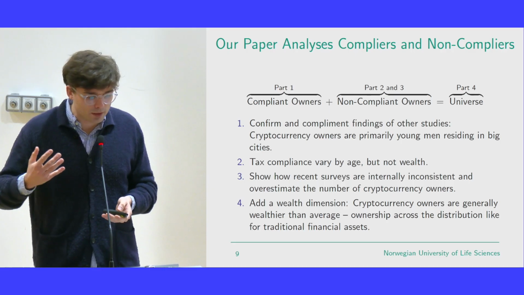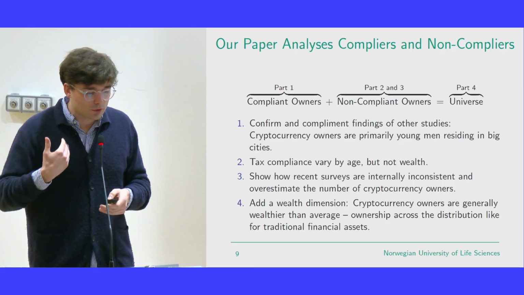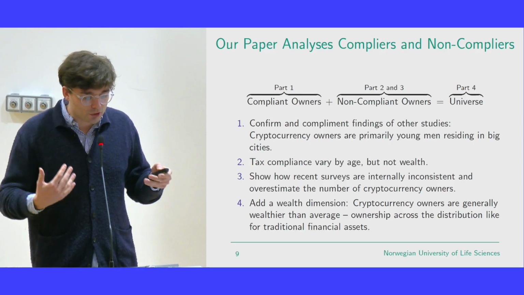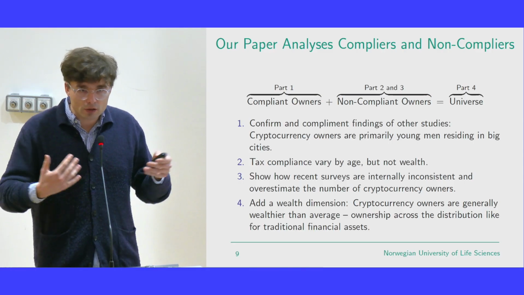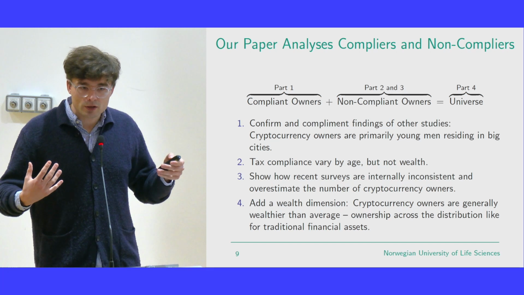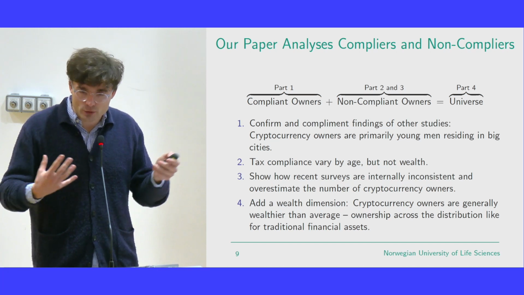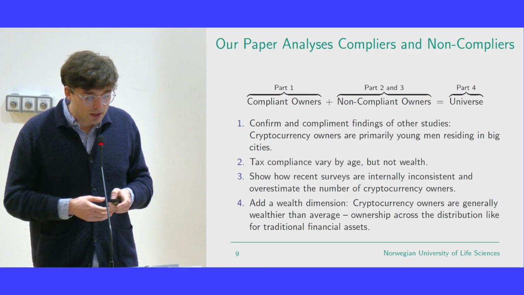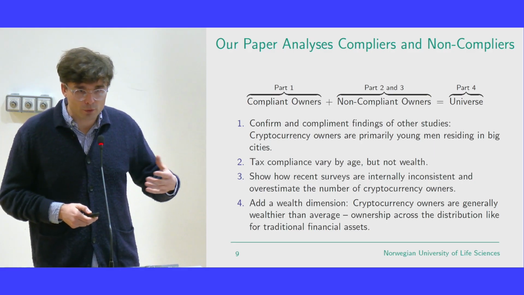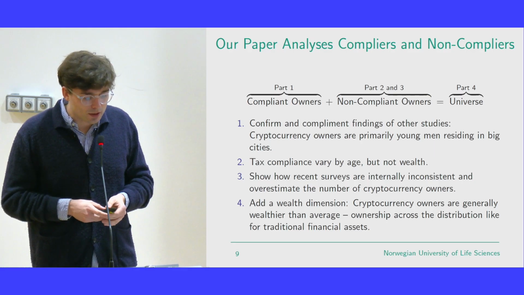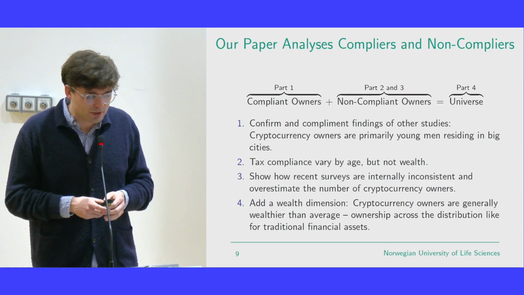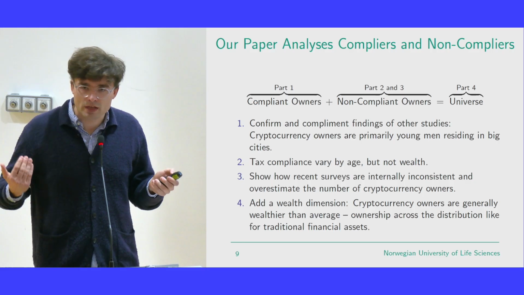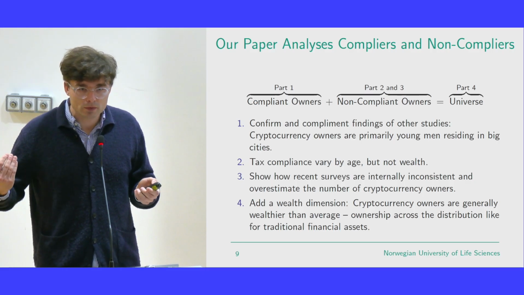And what we do is that we confirm and to some degree also complement findings of the other studies from the US. That is, we show that cryptocurrency owners are primarily quite young people, but maybe young not in a teenager way, but more people in their 20s, 30s, early 40s. They are also primarily men living in big cities. What we find, quite surprisingly, I would say, or was not my prior, is that tax compliance varies by age, but not really by wealth.